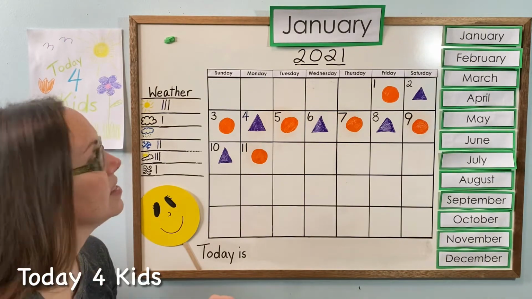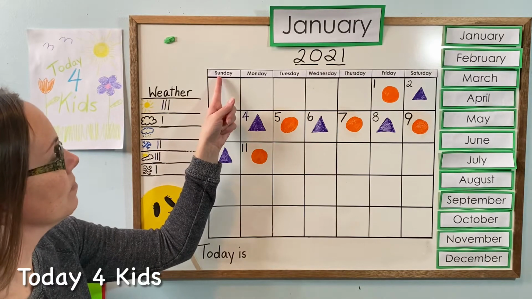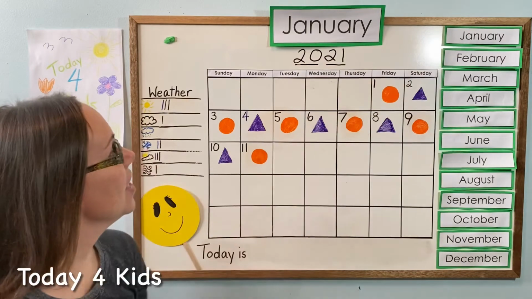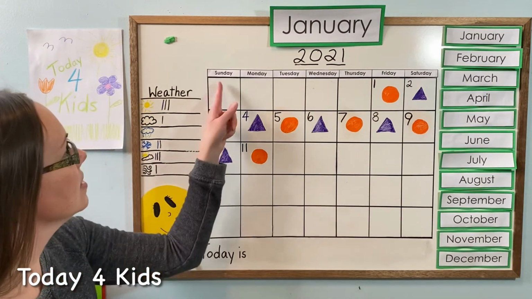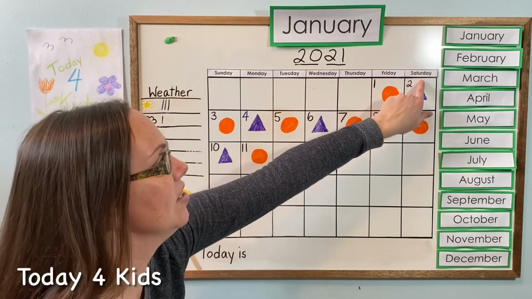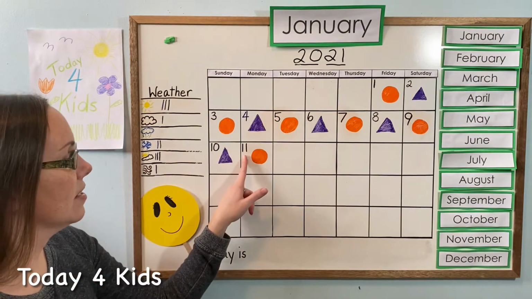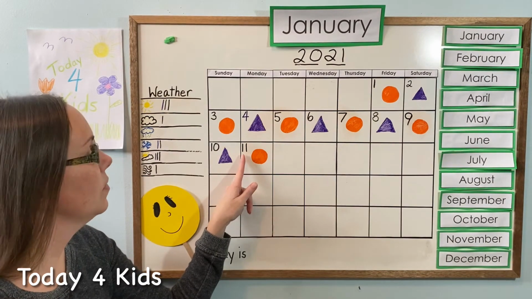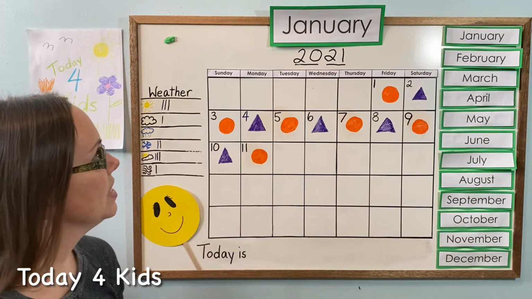Do you know how many days are in our week? Let's count and see if we can figure it out together. 1, 2, 3, 4, 5, 6, 7. There are 7 days in a week. Sunday, Monday, Tuesday, Wednesday, Thursday, Friday, Saturday. So today is Monday the 11th. So when it's an 11, in a calendar we say the 11th with a TH sound at the end. 11th. Now we need to figure out what the month is.